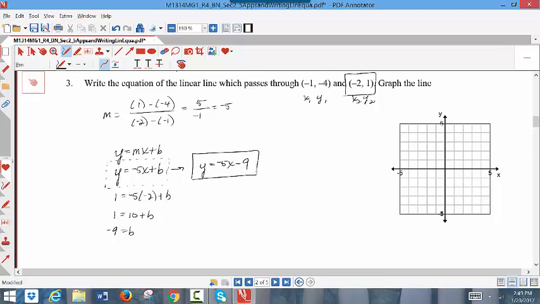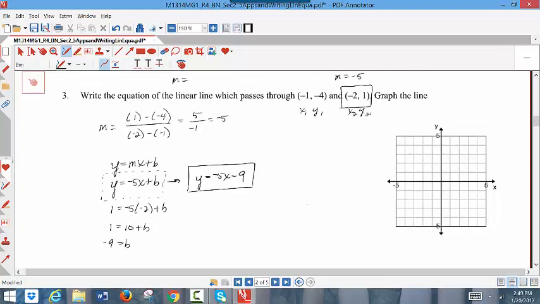There it is. And so they want me to graph it. I mean, you could graph it using your slope and your y-intercept, knowing that your slope is negative 5 and your y-intercept is negative 9. You could do that, but that's going to be off my graph because I've only got -5 to 5. But you know, I could do the easiest thing, which is just take the 2 points they gave me and graph it. So (-1, -4) is here, and (-2, 1) is here, and here's the graph.